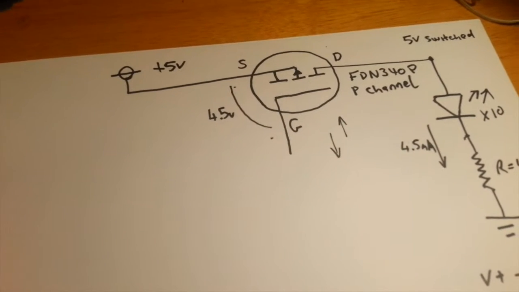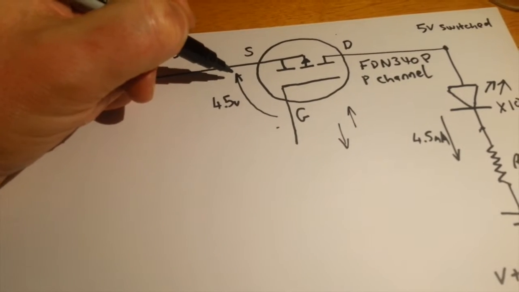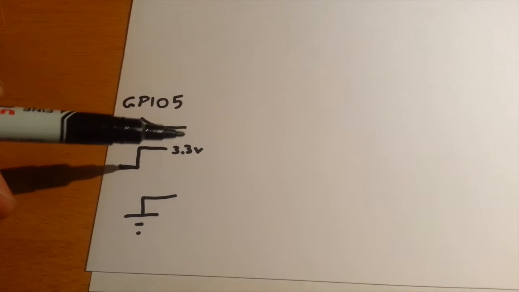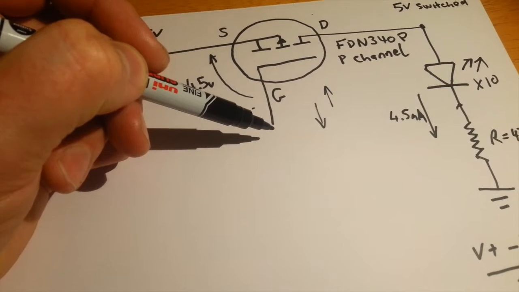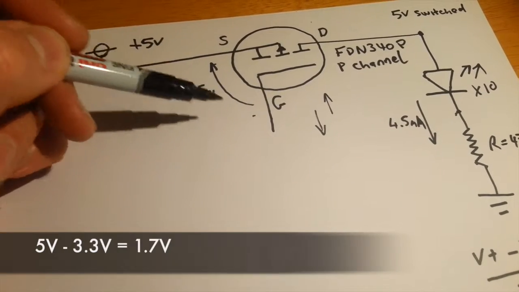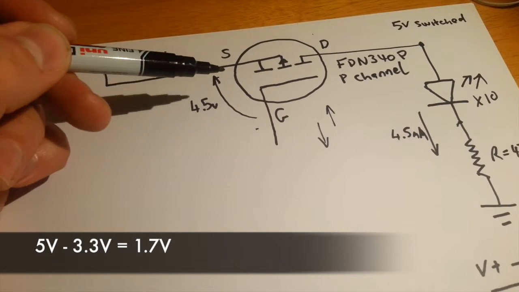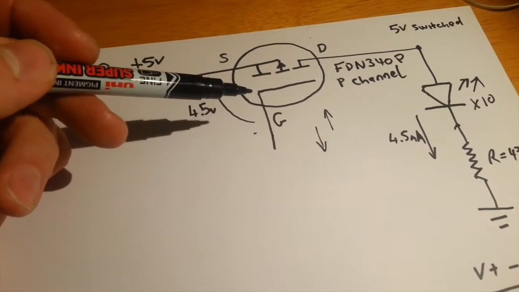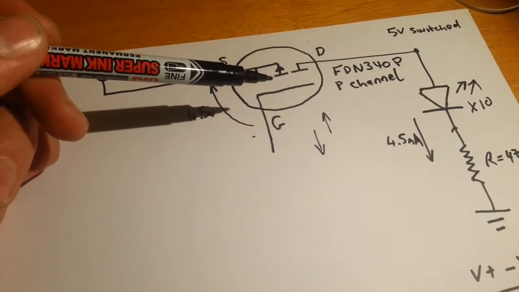But therein lies a problem, because if we need to pull this gate right up to the source here, that's kind of impossible to do, because the maximum we can pull this GPIO pin up to is 3.3 volts. So if we tied this GPIO pin directly to this gate here, the maximum we could take it up to would be 3.3 volts. So there'd still be about 1.7 volts that existed between the source and the gate, and with that kind of voltage between the two, it's very likely that this kind of logic level MOSFET would still be conducting a little bit. So we wouldn't be able to switch it off completely.